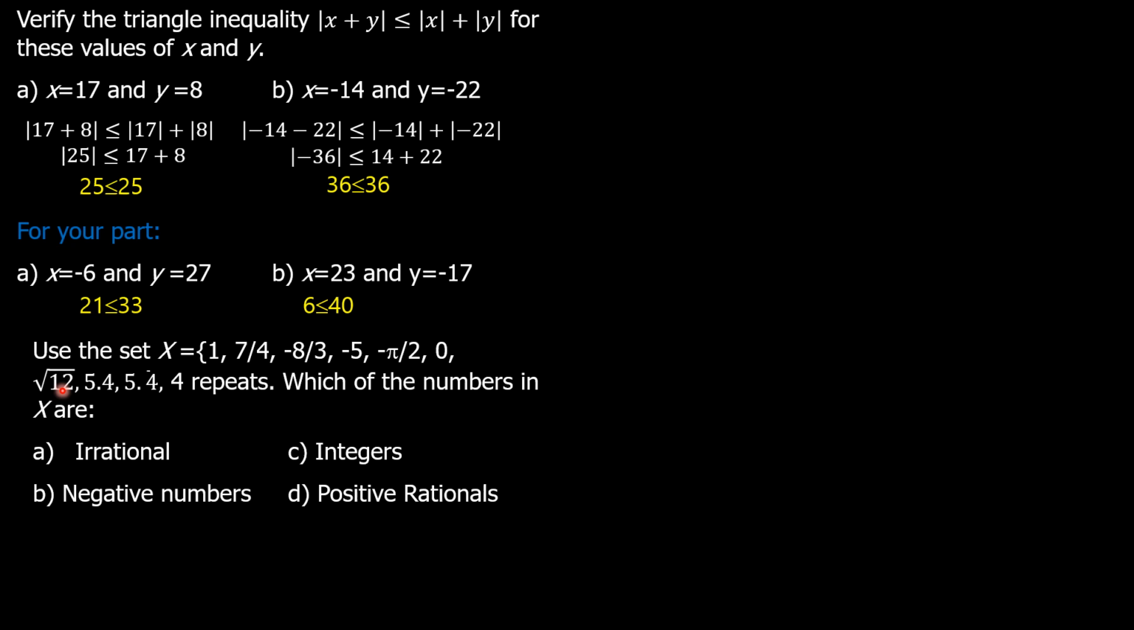So that would be negative pi over 2 and square root of 12, because square root of 12 is 2 square root of 3, and that is an irrational number. So therefore the answer to part A is negative pi over 2 and square root of 12.